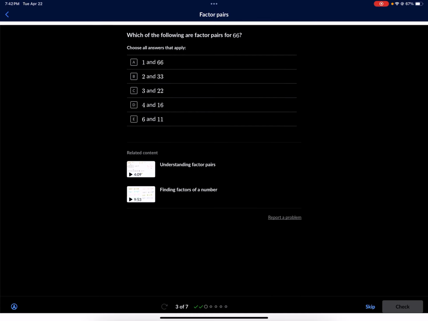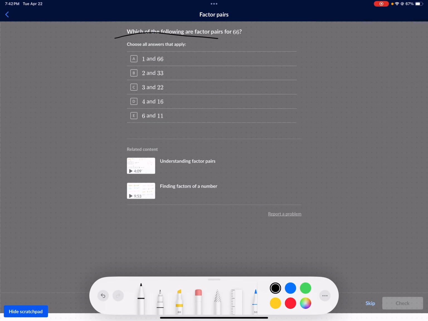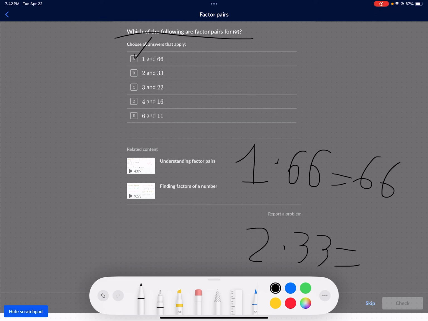Okay, next problem. Which of the following are factor pairs for 66? In other words, what two numbers multiply to 66? Choice A, 1 and 66. That is equal to 66. So, that one's correct. What about 2 and 33? That's equal to 66. Very good. This one's also correct. 3 and 22.